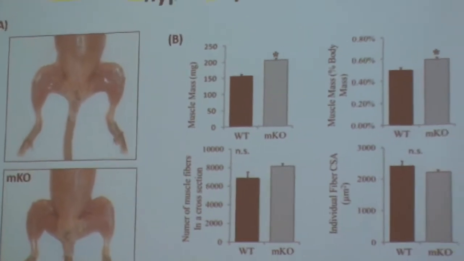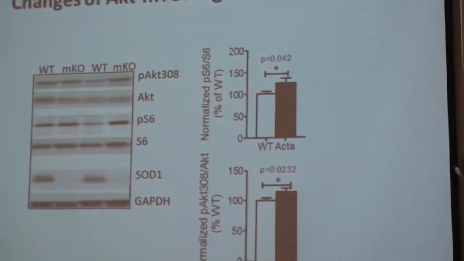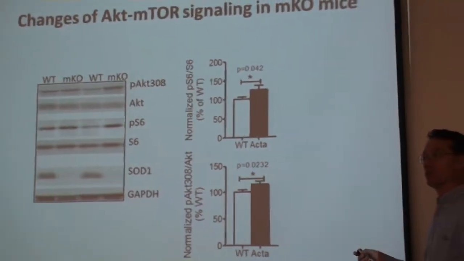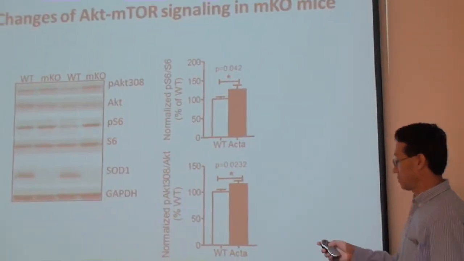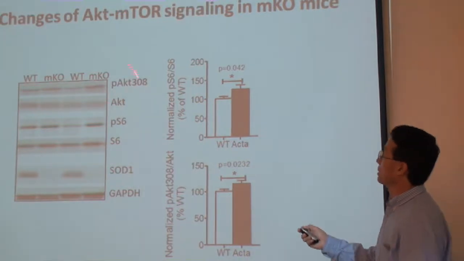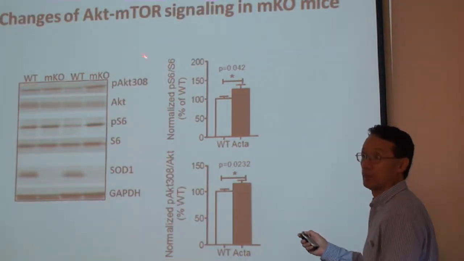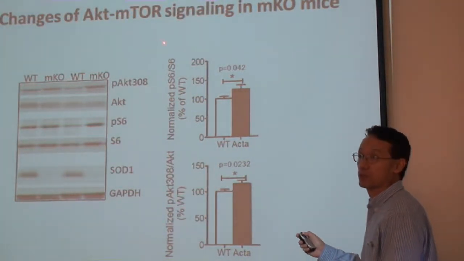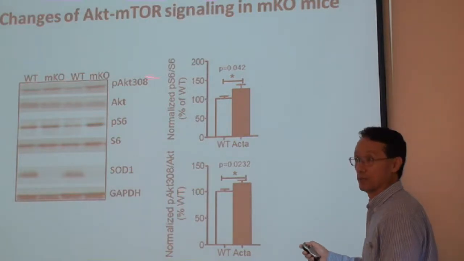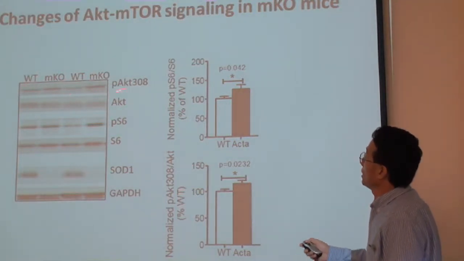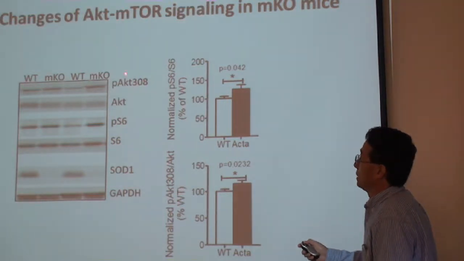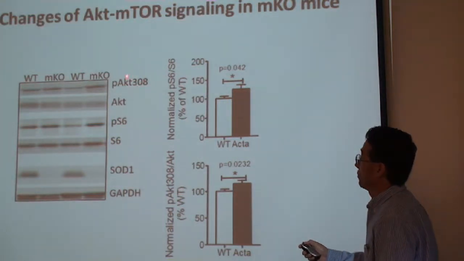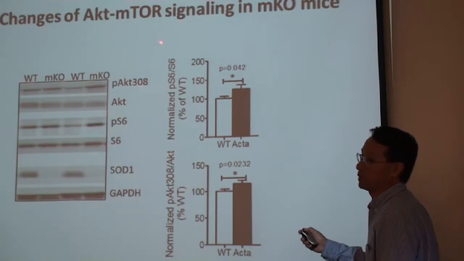So this is completely against our initial hypothesis. What happened to this mouse? We asked why this mouse has larger muscle mass rather than smaller, and we looked at some of the growth signals. Initially we looked at the IGF, AKT, mTOR signaling, which is an important growth signaling pathway in the muscle and in other tissues. We looked at the activation of this pathway, the phosphorylation of the proteins involved in the signaling.